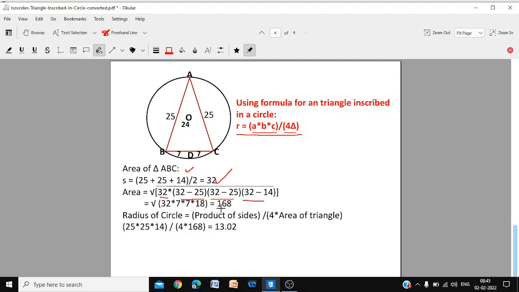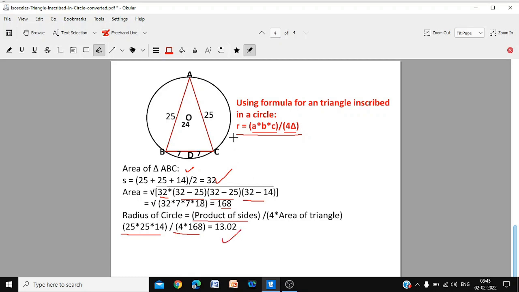So, S into S minus A, S minus B, S minus C, the square root of the entire product, giving you 168. So, the radius of the circle is given by the product of the sides, 25 multiplied by 25 multiplied by 14, divided by 4 times the area, 4 times 168. This also gives the same answer, 13.02.